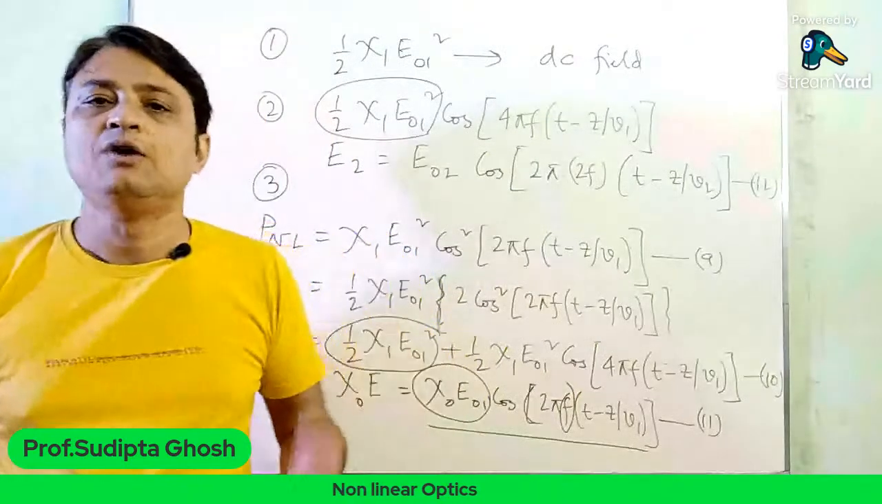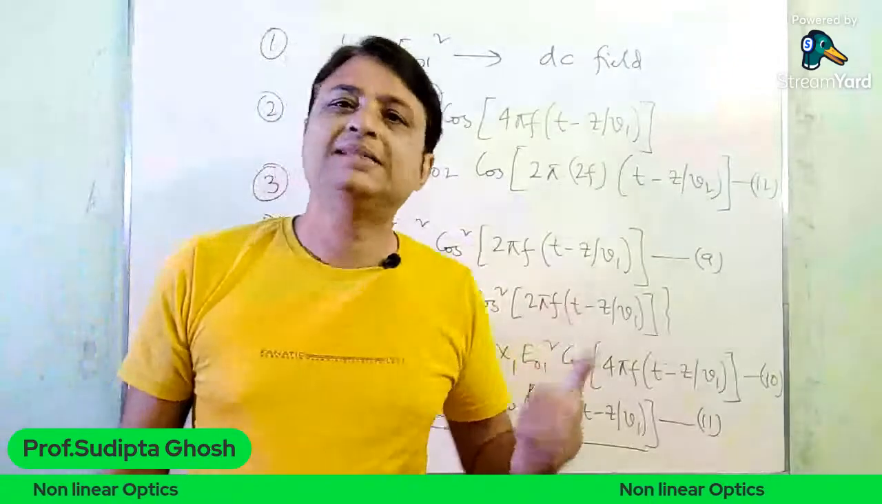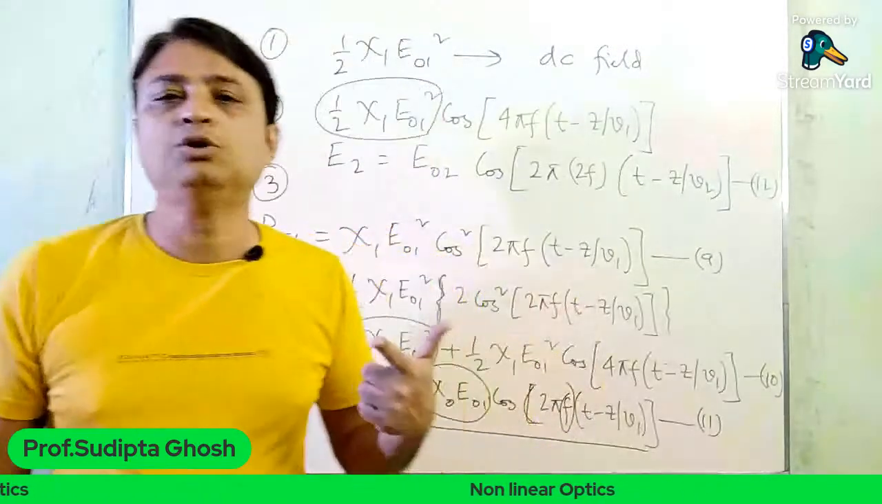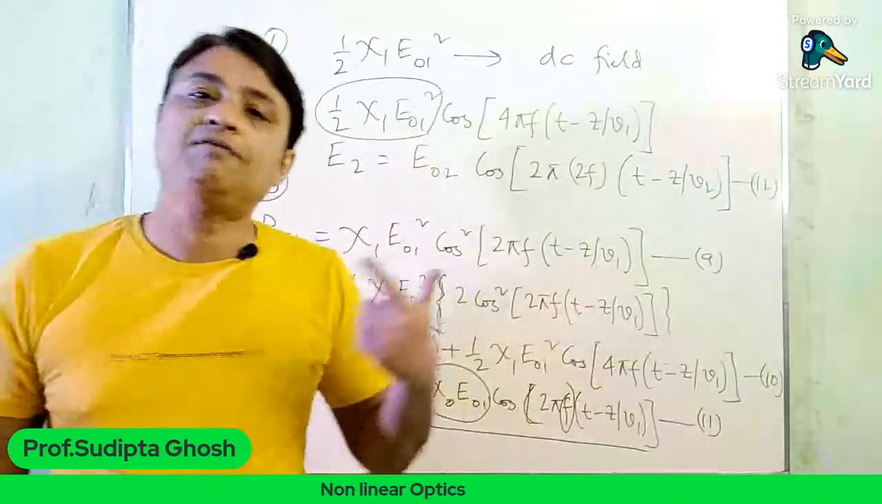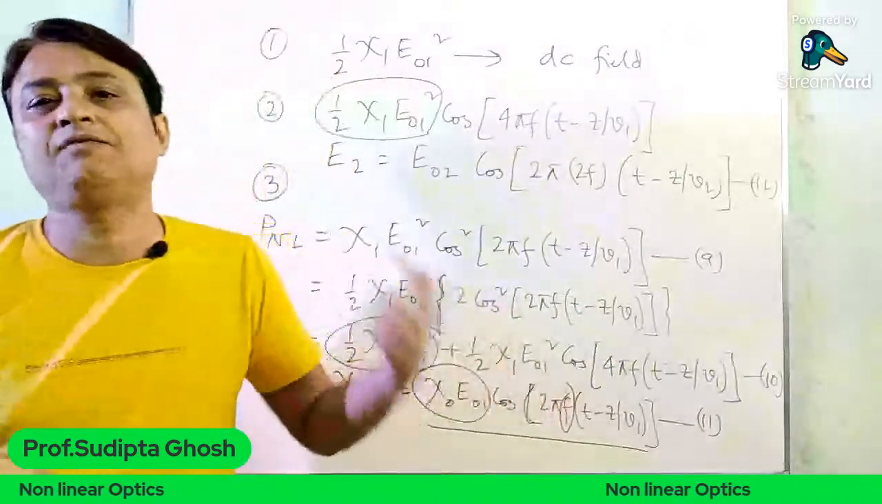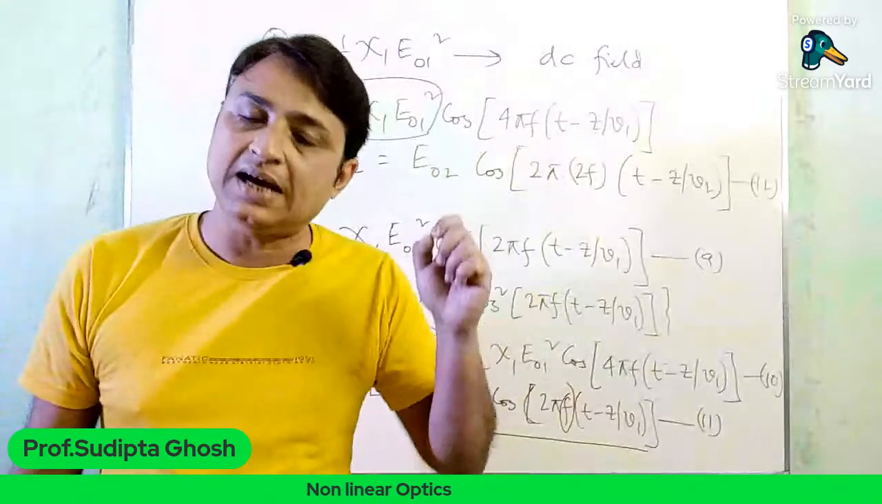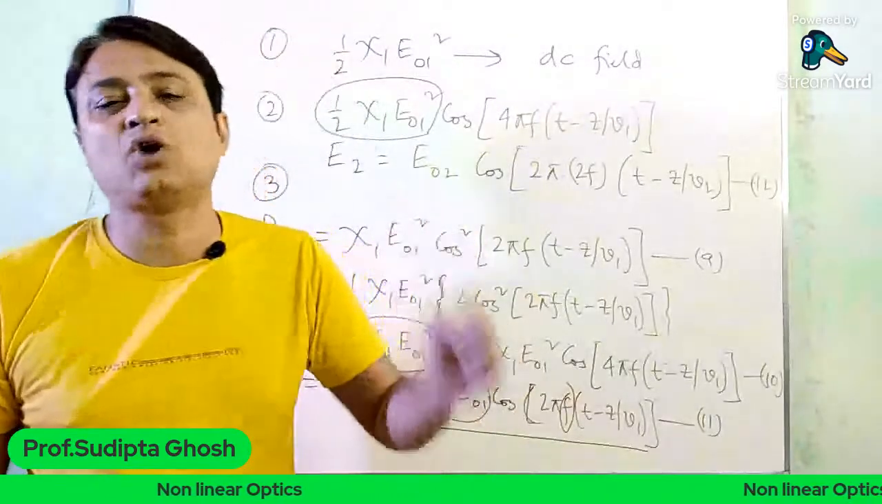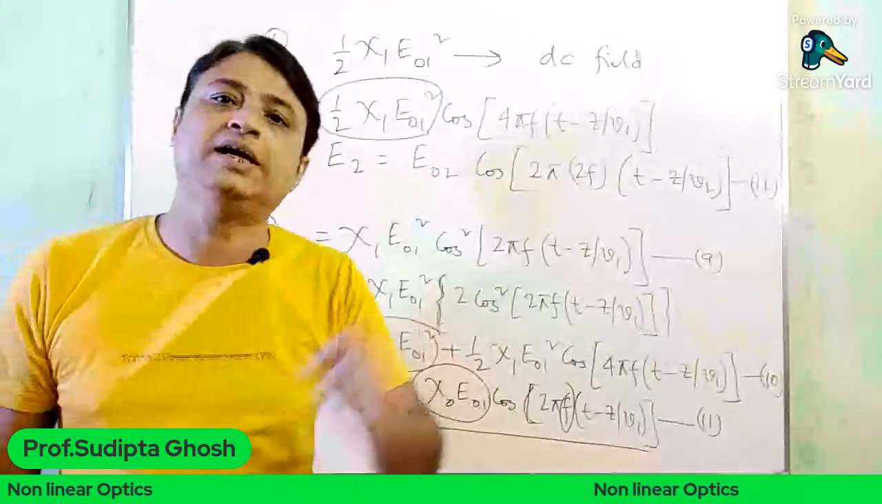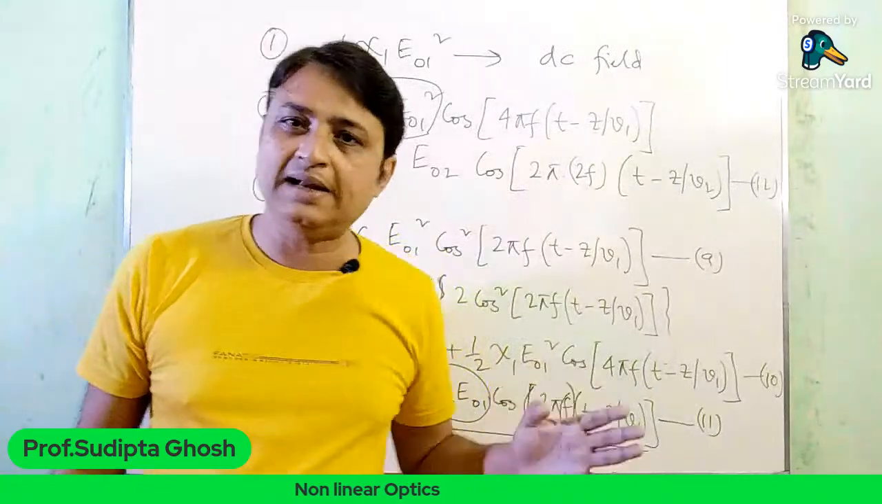So after the interaction of an intense highly polarized laser beam with a first order nonlinear material, we have three fields present. Number one is a DC field. Number two, a secondary wave with a frequency of twice the frequency of the incident wave. And number three, another wave which has the same frequency as the incident wave. Is it clear?